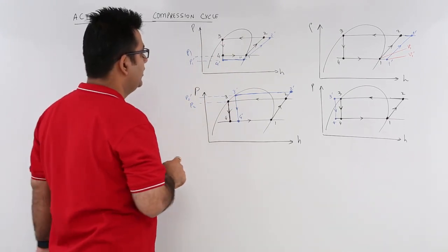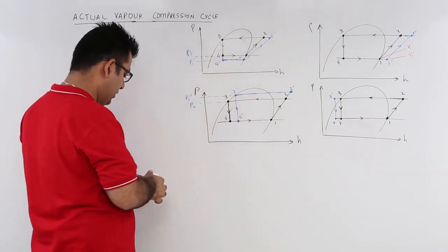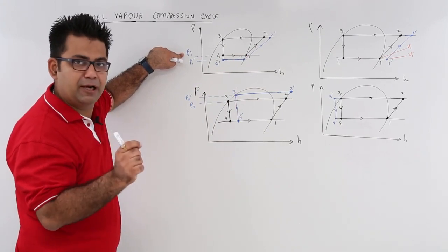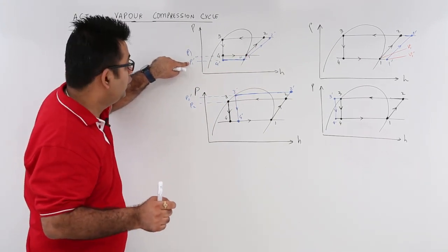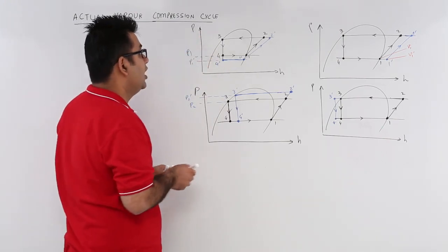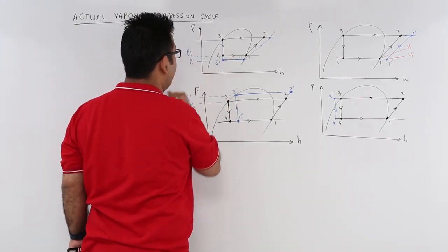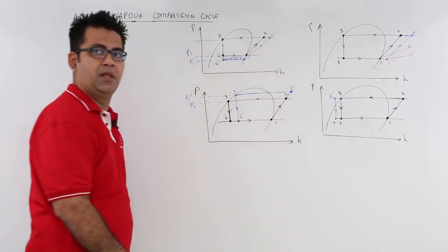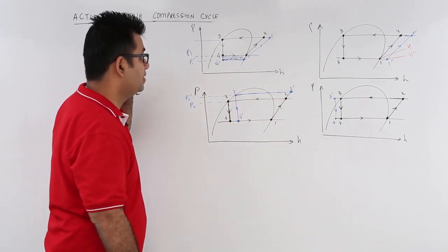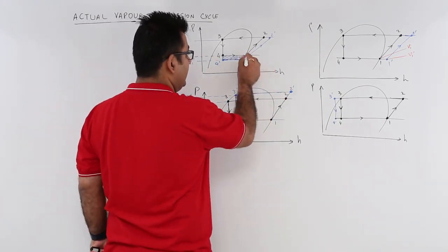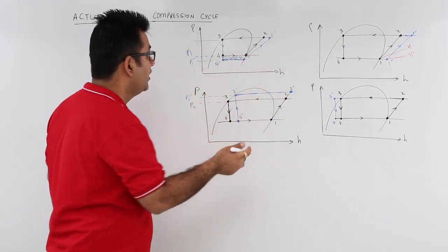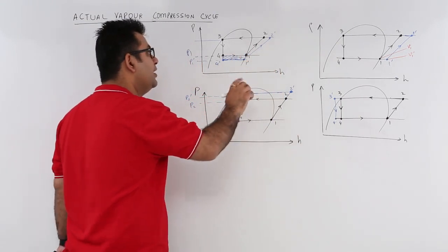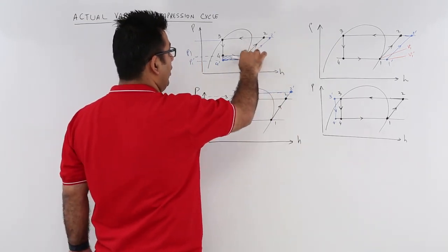Okay. Now, this blue colored line: P1 is the evaporator pressure. If we drop the evaporator pressure from P1 to P1 dash, the pressure drop is now from P2 to P1 dash. Okay, so this much extra drop in pressure is there. What this drop in pressure brings about is that it shifts the compressor entry point from 1 to 1 dash. Okay, and you will now be compressing from 1 dash to 2 dash instead of from 1 to 2.